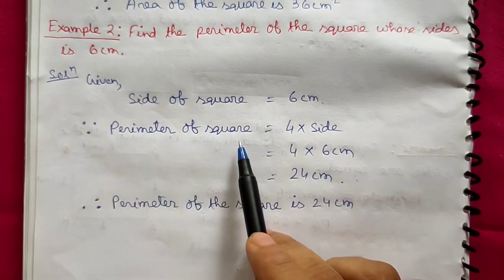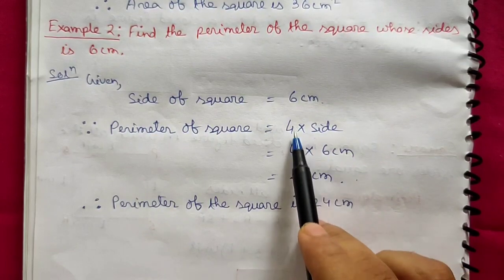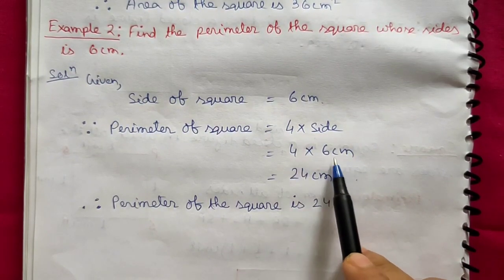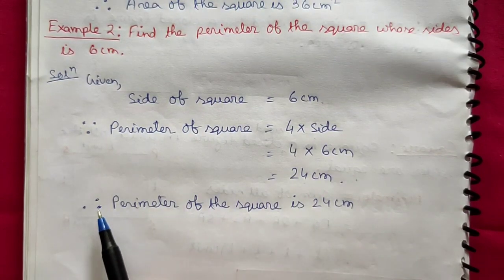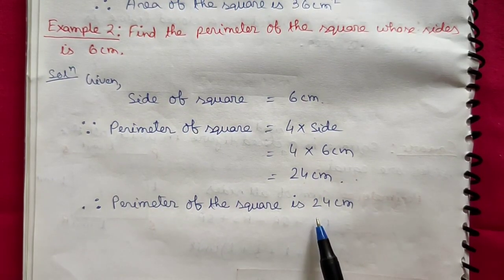Since the perimeter of a square is equal to 4 into side, 4 into 6 is how much? 24 centimeter. Therefore, the perimeter of the square is 24 centimeter.